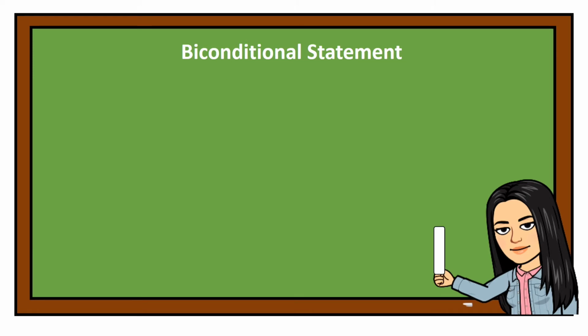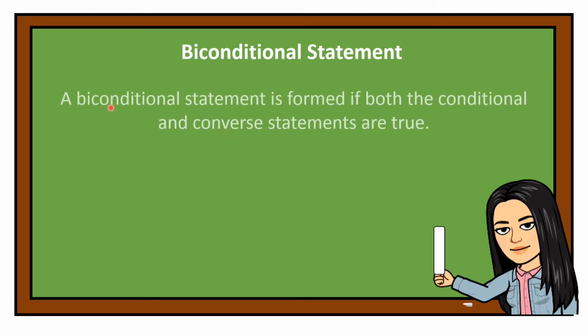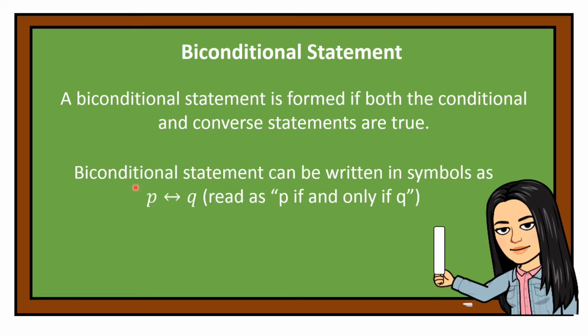Okay, so this time, we are going to discuss the biconditional statement. What do we call a biconditional statement? A biconditional statement is formed if both the conditional and converse statements are true. A biconditional statement can be written in symbols as P if and only if Q, and this is read as P if and only if Q.